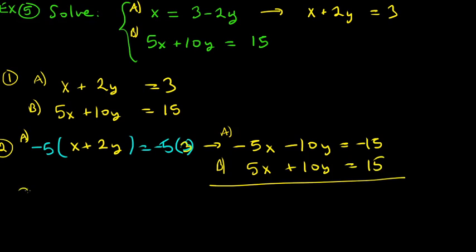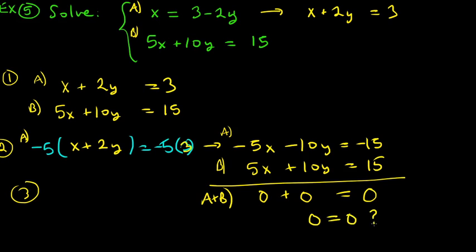So in step 3, we're going to add the equations together, A plus B. So -5x plus 5x is 0. -10y plus 10y is also 0. And -15 plus 15 is, well, 0. So notice we eliminated basically everything here. We get 0 equals 0. So what does that mean?